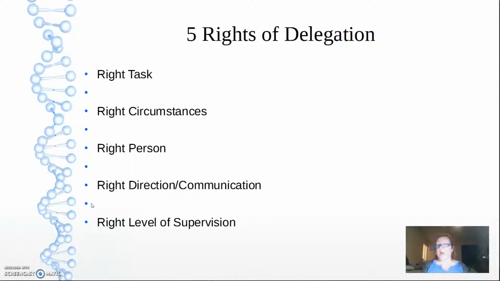So there are rights to delegation. You have to make sure that you delegate the correct task to the correct person for the correct circumstances. The right direction and communication. Again, the correct instruction would be a good word. And then their level of supervision is also to be taken into consideration. Do they require one-on-one? Do they require just guidance or observation? All these are the rights of delegation.